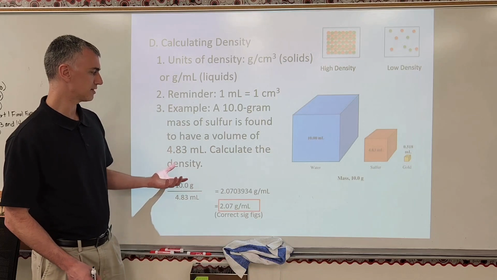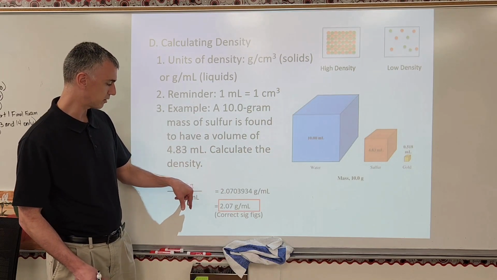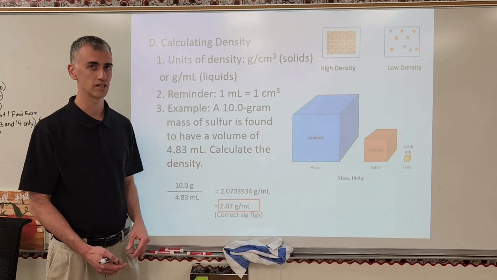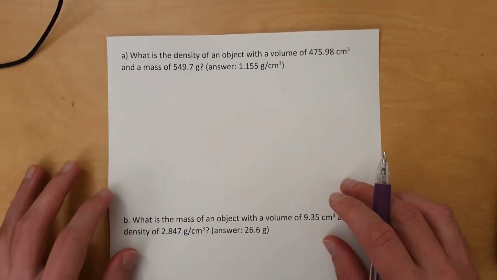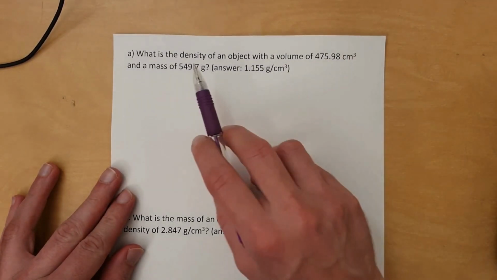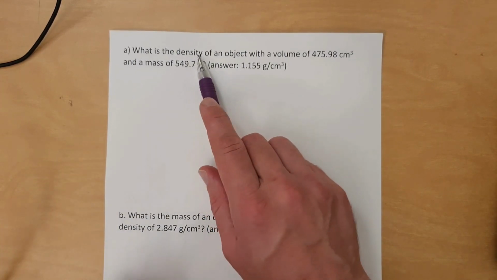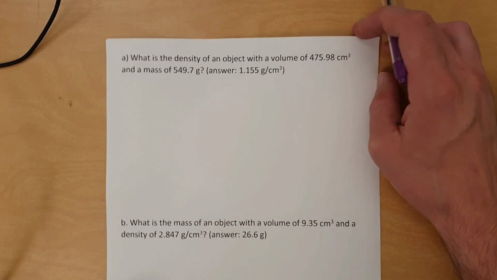Now, having mentioned that, what could we do? We could give you something in a different unit. What if we gave you pounds instead of grams? Well, you'd have to convert to grams if you wanted to have these units. That's the sort of place we're going with this. So let's look at these example calculations. When we look at these, they'll ask you things to do with density, like what is the density or the mass or the volume or things like that.